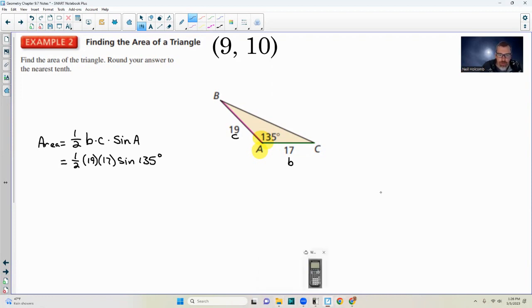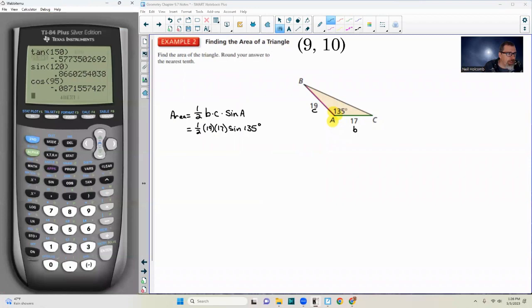So let's just zoom this over like so. Turn my calculator on, check, see that it's still in degrees, second, quit, clear, and here we go. 1/2: 1 divide 2 in its own parentheses, then the parentheses 19, close the parentheses 17, close the parentheses. So we have the 1/2, we have the 19, we have the 17. We take the sine of 135, close the parentheses, hit enter, and we get the area, and it's an approximation because of that sine function.